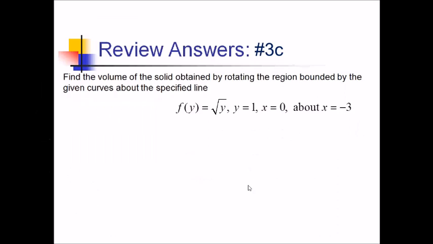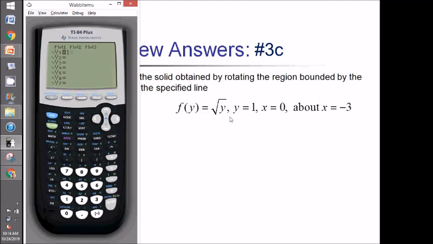On this problem, I want to take the region bounded by these functions or curves and rotate it around the line x equals negative 3. So let me get a graph first of all. I'm going to start by just graphing the line y equals 1 because I can do that right out of my y equals. And I'll just do a math zoom 4 on this one. I don't think I'm going to have to go too far out.